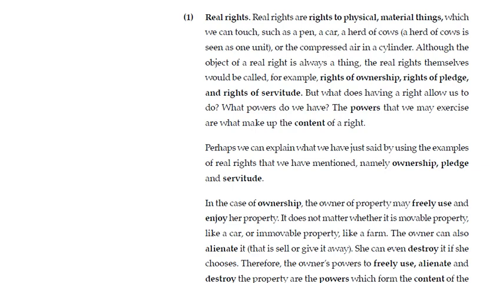Okay, I am only going to read out the rights which contain our answers, and you can read the rest on your own because we are trying to save time. Okay, number one, real rights. Real rights are rights to physical, material things which we can touch, such as a pen, a car, a head of cows seen as one unit, or the compressed air in a cylinder. Although the object of a real right is always a thing, the real rights themselves will be called, for example, rights of ownership, rights of pledge, and rights of servitude.